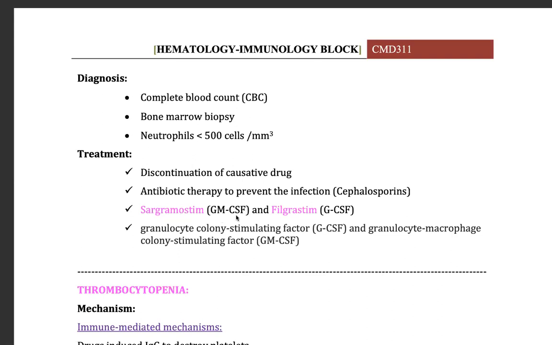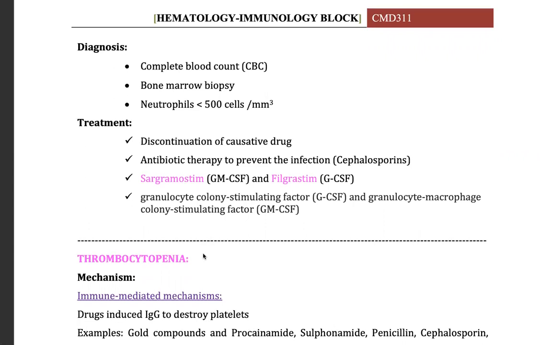What is this GM-CSF? G-CSF is granulocyte colony stimulating factor, and GM-CSF is granulocyte macrophage colony stimulating factor. The example of granulocyte colony stimulating factor is filgrastim, and the example of granulocyte macrophage colony stimulating factor is sargramostim. So this is your homework. You can click on the drug and read the information about the drugs, then pharmacology.